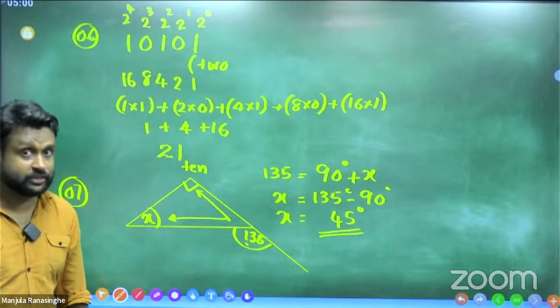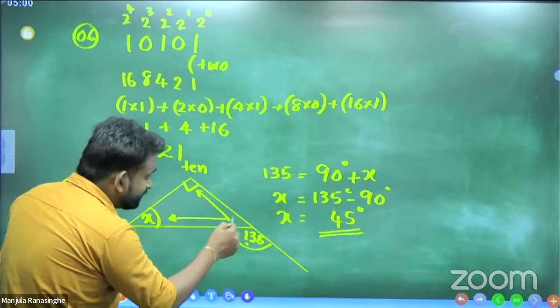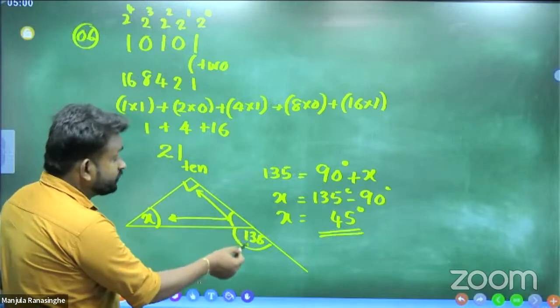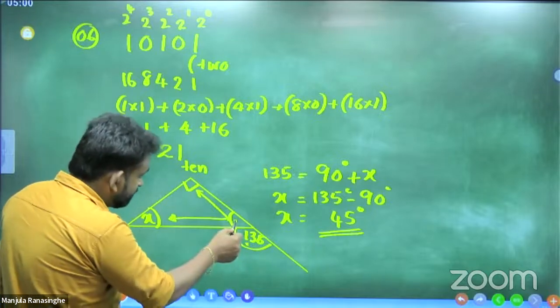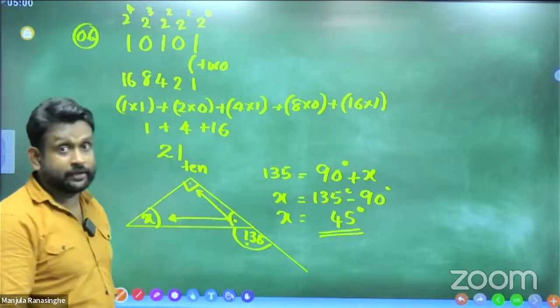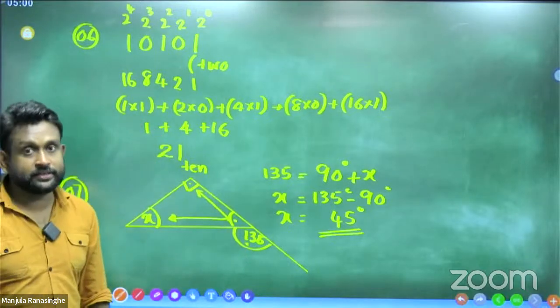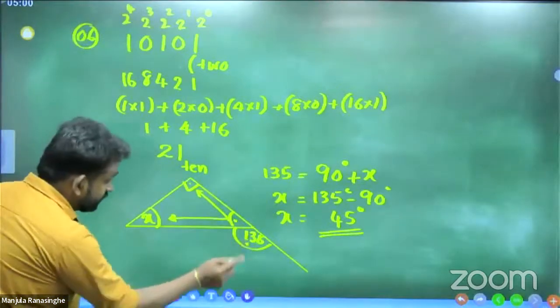You apply the exterior angle theorem. Otherwise, another method: you can find this interior angle, since the angles on a straight line sum to 180, then the sum of these three angles gives you 180. But that's the longest path. The shortest path is to use the exterior angle theorem.